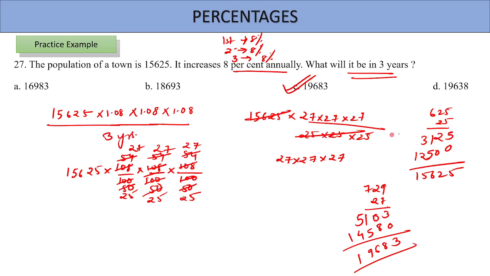Your calculation will get easier when you start remembering the squares. Otherwise, you will keep multiplying 25 into 25 and then again 25. If you remember that 25 square is 625, you are saving some time over here. If you remember that 27 square is 729, you are saving some time there. Okay, so these small steps help you to reduce your time and to solve the sum in an effective manner.